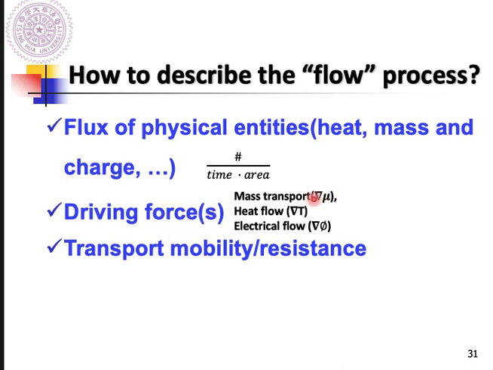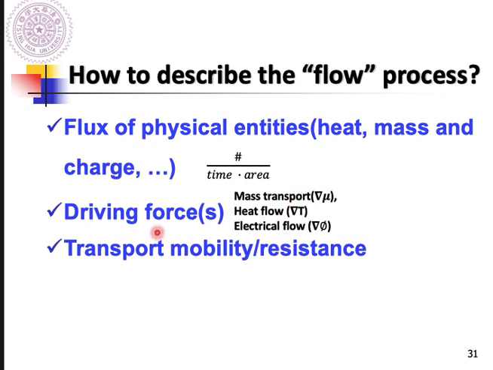Next, if you observe a flux, definitely there's a driving force applied on your system or your materials. If you observe mass transport, then definitely there exists a chemical potential gradient. If you can observe heat flow passing through your materials, definitely there is a temperature gradient. And if you can observe electrical flow, which means current passing through your materials, there's an electrical potential applied on your materials. So we have a driving force, and each driving force directly drives the corresponding flux.